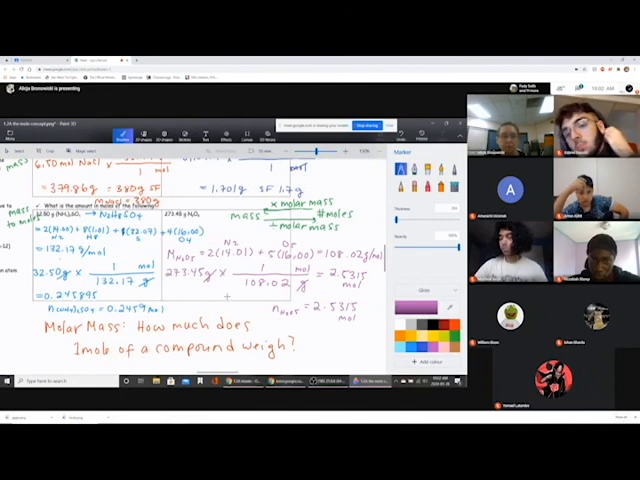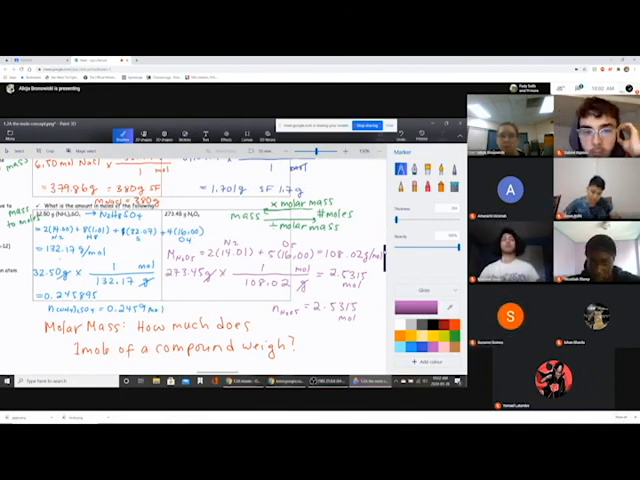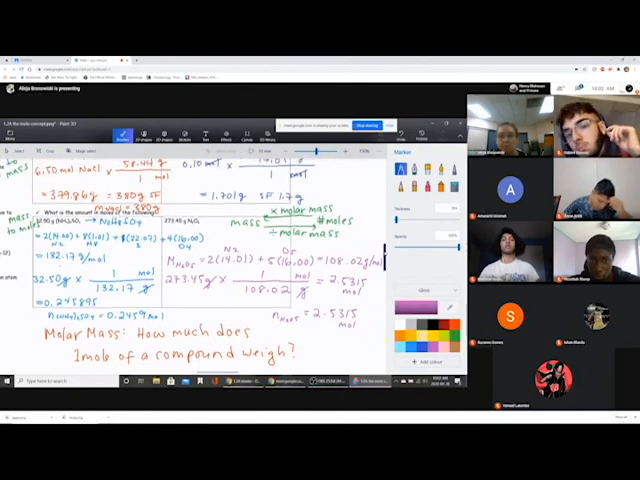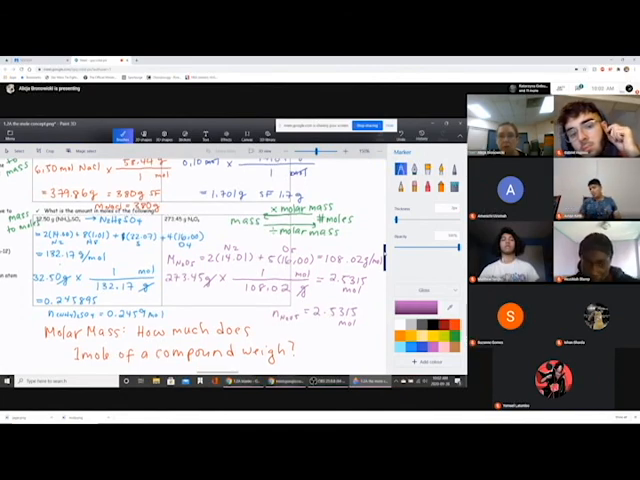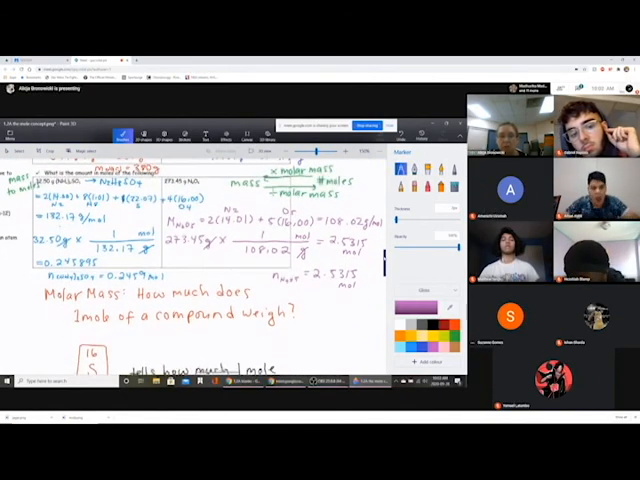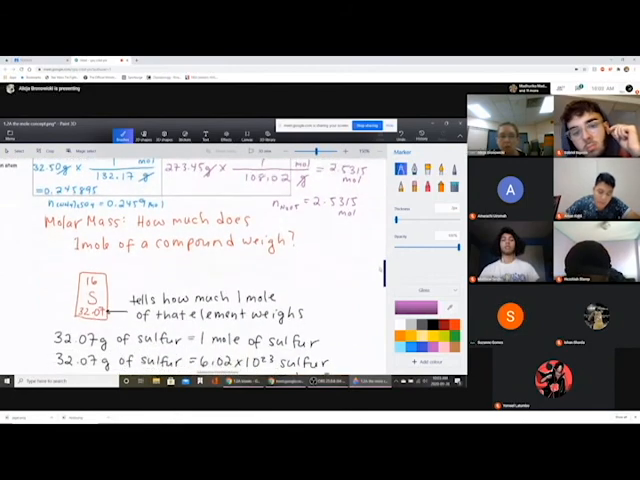Miss, could you slow down? I didn't copy the example. Which example? The one where you wrote molar mass, like how much does 1 mole weigh, here on the bottom. Yeah, that one. Okay.